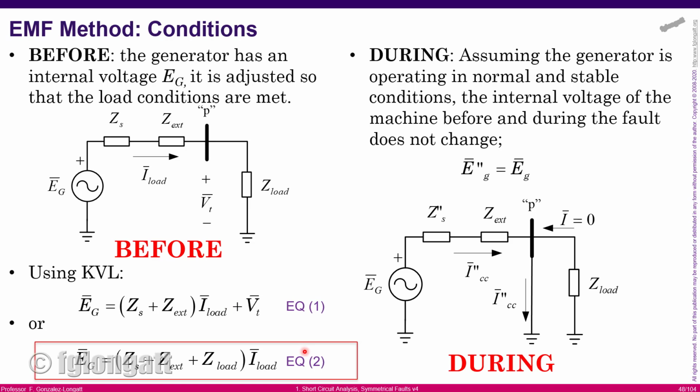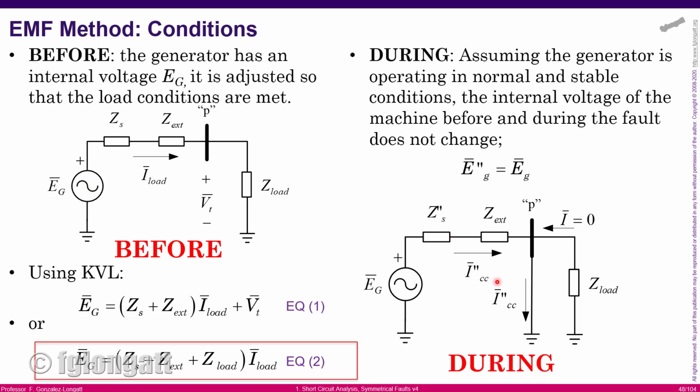I believe from here you can realize the starting point for the name of this method. This method received the name EMF method, and the reason is because to calculate the short circuit currents, we are not doing that now, but this is just a short introduction. When you calculate the short circuit currents, you need the EMF, the internal voltage inside the rotating machine, okay?